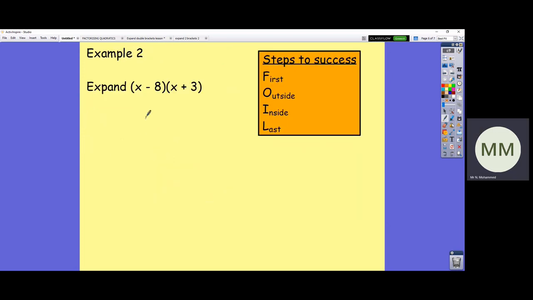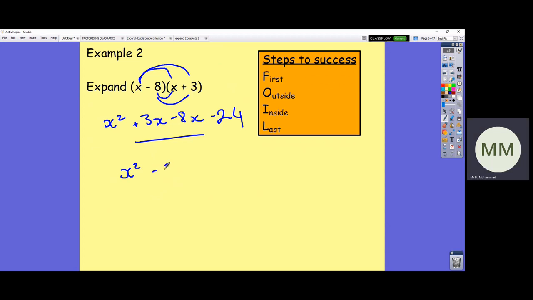Example 2, this time, again, I've included a negative because I know that students get confused by the negatives. Hopefully, it's not too difficult within this type of question. I start with the x and I do x times x, which is x squared. Then I do x times the 3, which is plus 3x. Then I go to the minus 8 and I multiply that by x and I get minus 8x. Then I go to the minus 8 and I times by the 3 and I get minus 24. I simplify by collecting the like terms in the middle and I get x squared minus 5x minus 24.